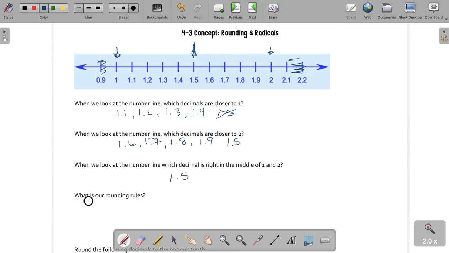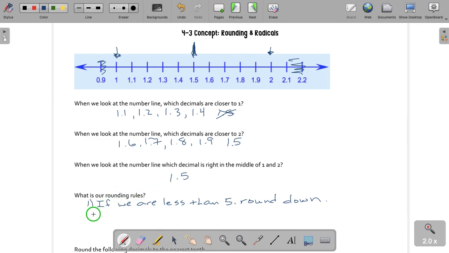So what are our rounding rules? Well, our first rounding rule says if we are less than 5, we round down. And we see that right here. 1.1, that 1 is less than 5, that 2 is less than 5, that 3 is less than 5, that 4. It doesn't matter there's a decimal, we're just talking about the integer.